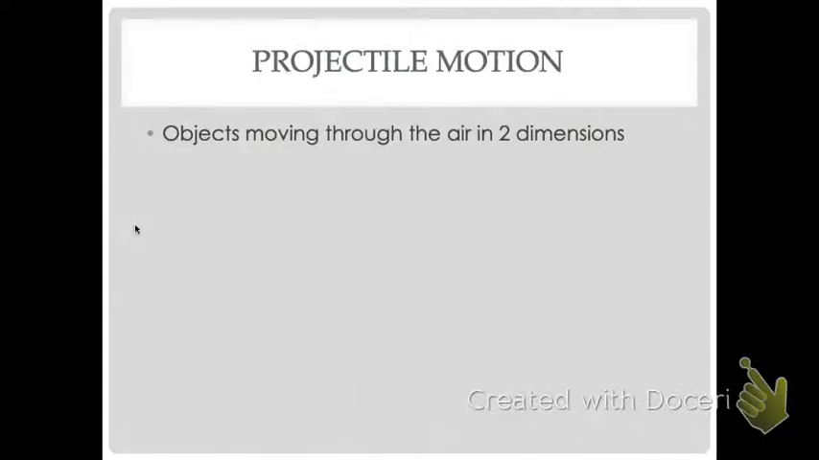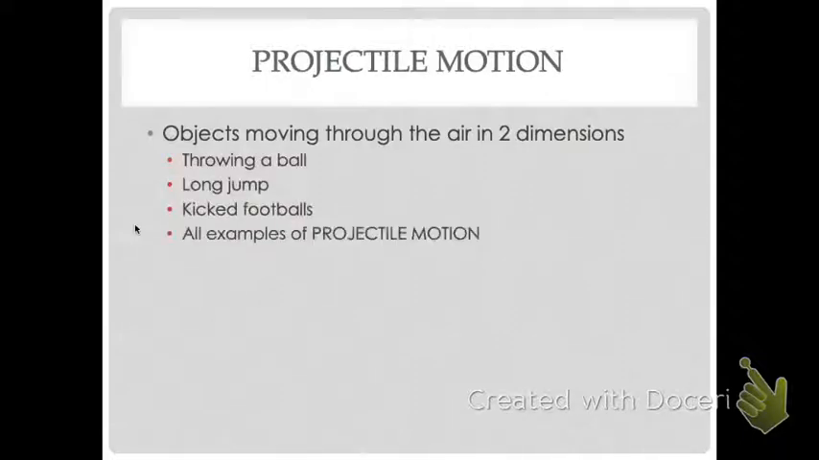It could be really sharply arced. It could be very shallow. And whatever, it doesn't make a difference on the path of it, but it's going to be moving in two dimensions. Okay, so these are some examples of projectile motion. Any sort of ball that's kicked or hit or whatever is projectile motion.